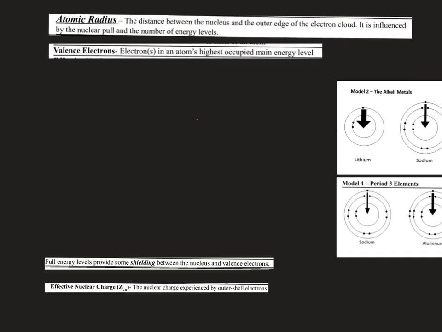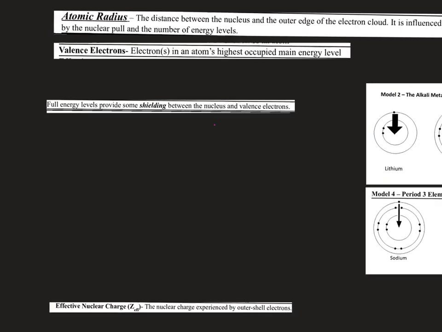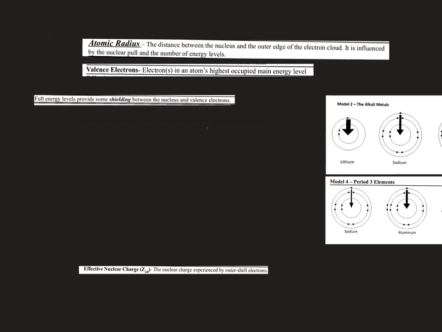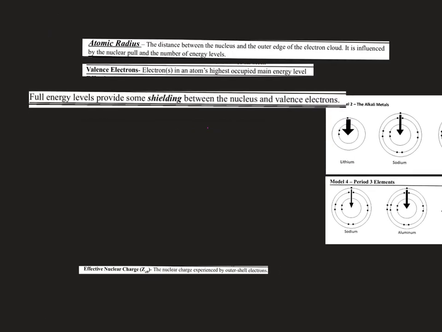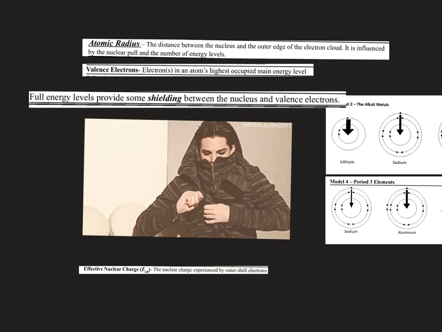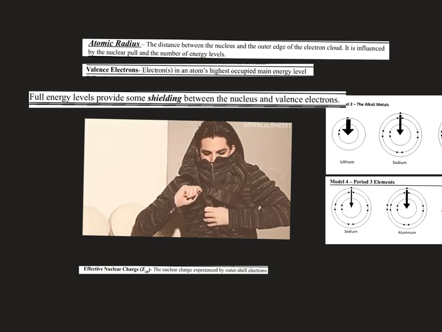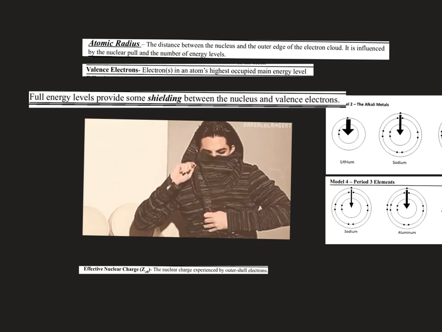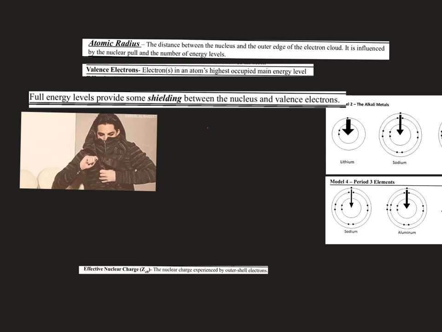So the first one is the idea of the layers, and I'll just zoom in on this little sentence right here. What it says is that full energy levels provide some shielding between the nucleus and the valence electron. So it's not just the idea that we're putting on layers and layers, just like as things are cooling down, we're putting on layers and layers of coats. It's not like that where as we put on a new layer, we get a little bit bigger, a little bit bigger, a little bit bigger.